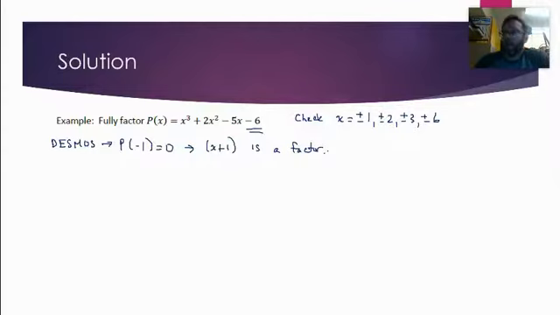And we can continue on now. Since we know x plus 1 is a factor, we can now factor this expression. We're now going to use division. So let's see what we get when we divide x plus 1 into x cubed plus 2x squared minus 5x minus 6. Now we know the remainder is going to be 0, right?